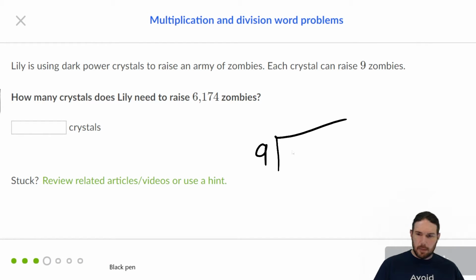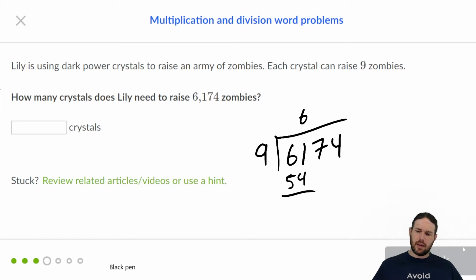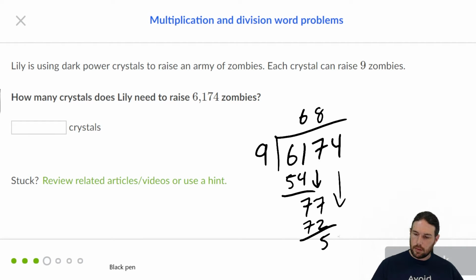So we've got 9 zombies per crystal, 6,174 zombies total. 9 goes into 61. I want to say 6 times. I think. 5, 6, 7, 8, 9, 60. Yeah, with 7 left over. 9 goes into 77. I want to say 8 times, with 5 left over. And 9 goes into 54, 6 times with no remainder. We have 686 crystals to raise 6,174 zombies.